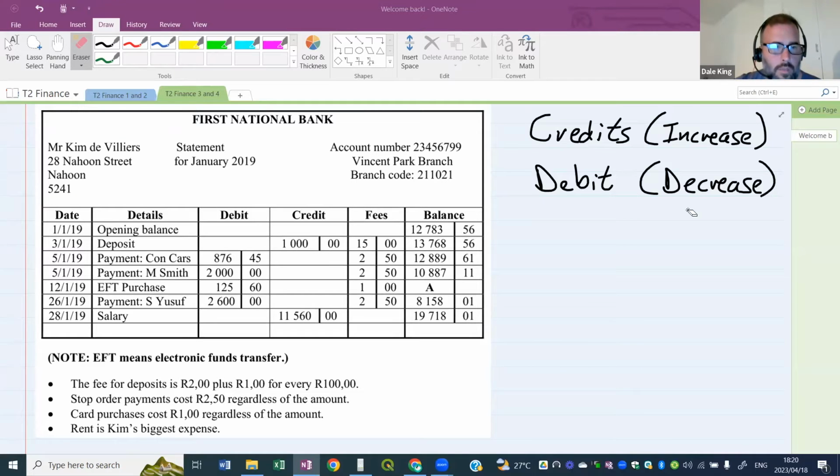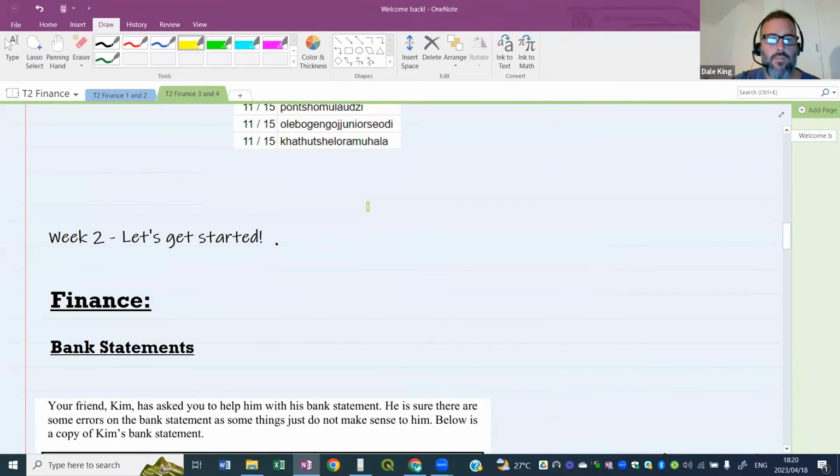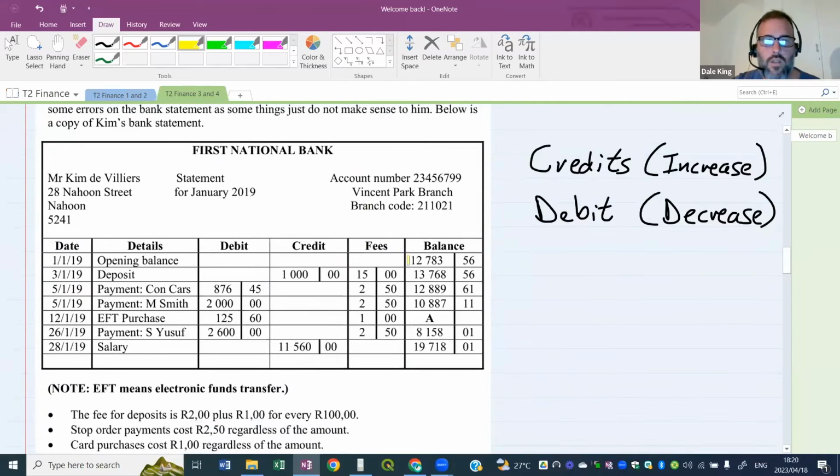Don't worry about the last line, rent. That's for a personal budget. Let's go back up to the top again. We're going to look at the first line here, opening balance. This is the balance that came from the previous month. This is how much is in the bank account to start with. Then we're going to go to the next transaction.